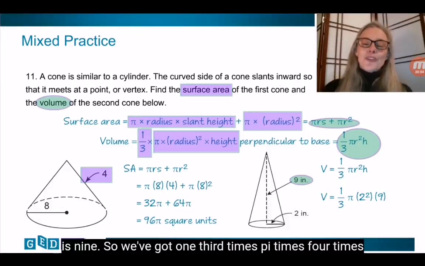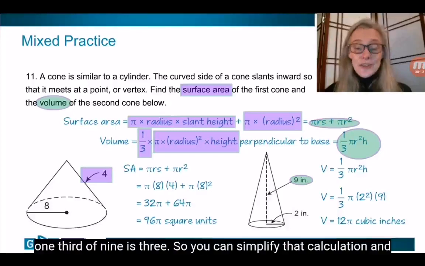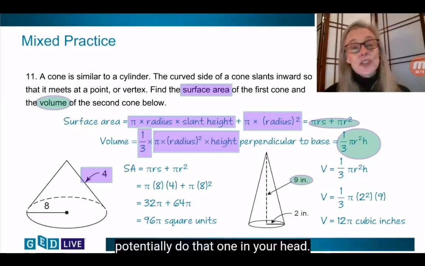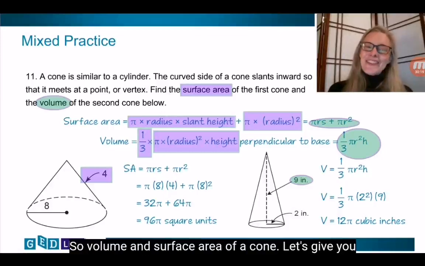So we've got 1/3 times pi times 4 times 9, which is the same as pi times 4 times 3, because 1/3 of 9 is 3. So you can simplify that calculation and potentially do that one in your head. So volume and surface area of a cone.